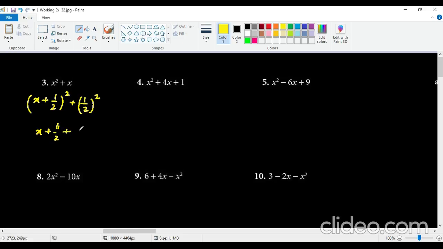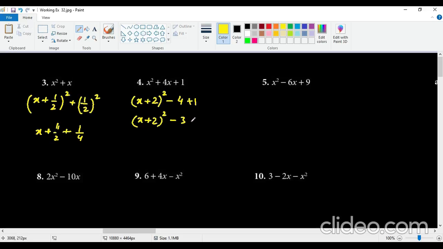Now when it comes to question number 4, there is an additional 1 here, so be careful with this. Simplify first: x plus 2, which is half of 4. Make it a whole square and subtract 4, which is 2 square, plus 1. Then the final answer is going to be x plus 2 whole square minus 3.